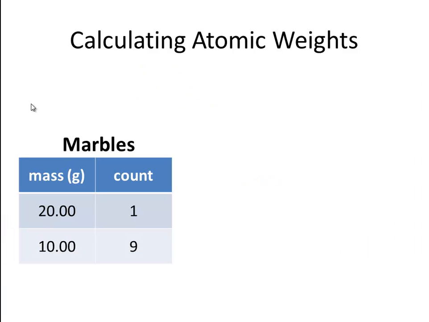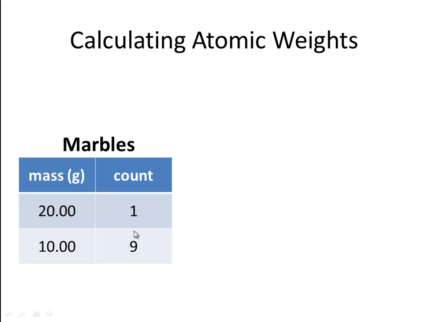Okay, so let's consider a system like a collection of marbles that is a little bit more intuitive, something we all have experience with. And then I'm going to try to gradually make the analogy to atoms. All right, so let's say you've got this collection of marbles at home, and they're all in a basket, and you pull 10 marbles out, and you sort them by the mass, and you notice that you've got 9 marbles that are at 10 grams, and then you have one marble that is 20 grams.